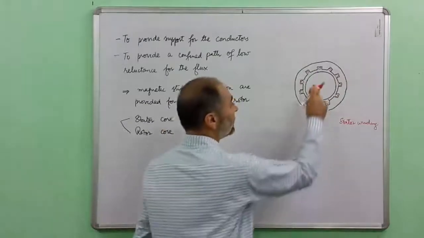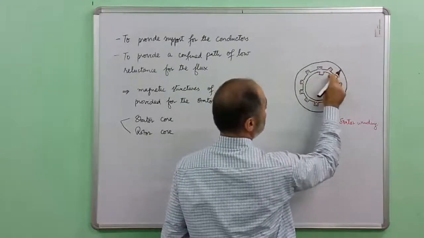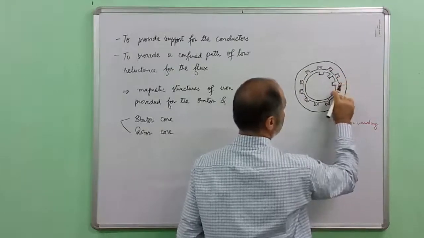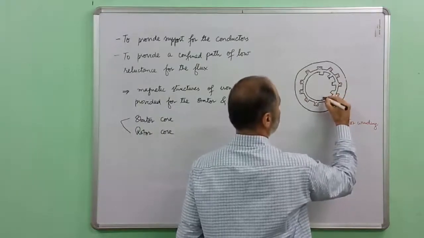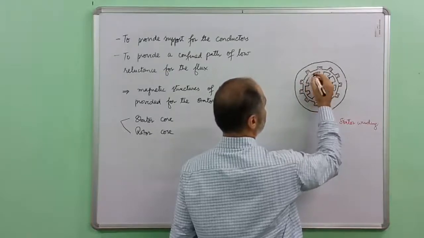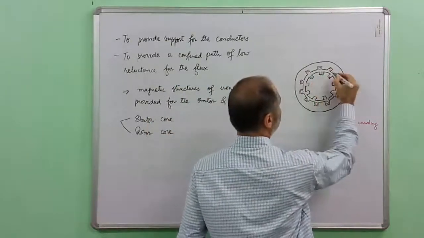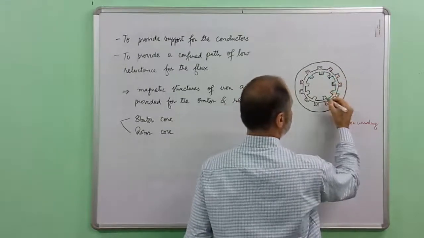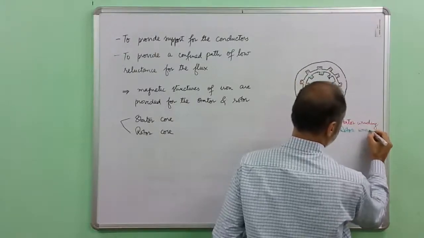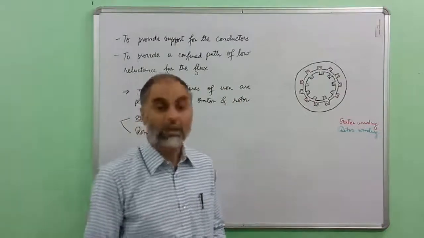Similarly, to accommodate conductors on the rotor, slots are created on the surface of the rotor. Then the conductors in these slots are also connected together to form the rotor winding. When these windings are made to carry current, they establish a magnetic field.